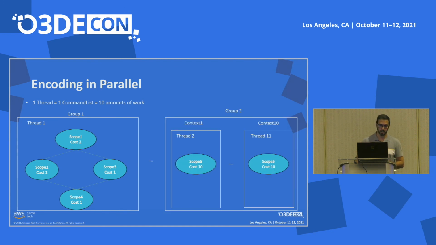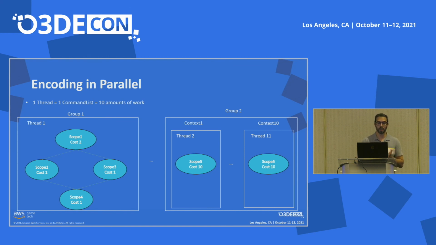And then the whole scope 5 goes to group 2, and within group 2, scope 5 has a lot of work, so scope 5 can also go wide. So instead of one thread doing hundreds of amounts of work, we have threads 2 to 11, essentially 10 threads doing 10 amounts of work. And this is sort of the perfect configuration that you would want to achieve.